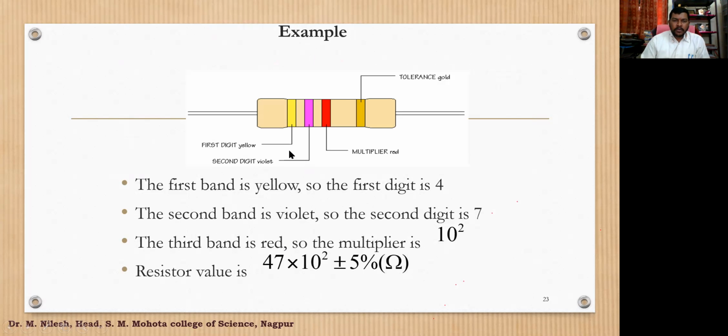So we can write here 4, 7, that is 47, multiplied by 10 raised to power 2, as the red one is having 2. And since we are having gold as a tolerance, it is having plus minus 5%. What it implies? The tolerance is plus minus 5% means if we are having the resistance as 100, then it might have 95 or it may rise to 105, plus minus 5% of the exact value which is expected to come, right? So accordingly, we can have the value of the resistance by using these color codes, right?